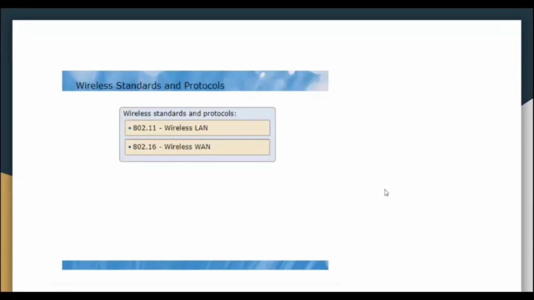So the WiMAX wireless network communications technology is similar to Wi-Fi, but provides high-speed broadband access over a larger area with less interference. So that is the 802.16 for wireless WAN.